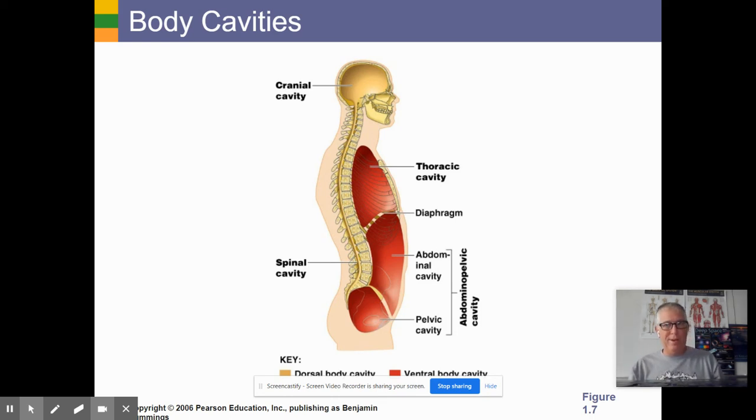You probably played with it when you got the hiccups. That's a spasm of the diaphragm. The diaphragm helps you breathe. You're a negative pressure breather. We'll talk about that when we get into our respiratory chapter.